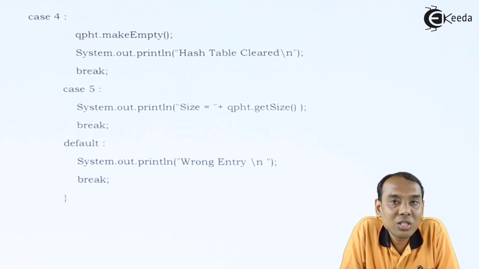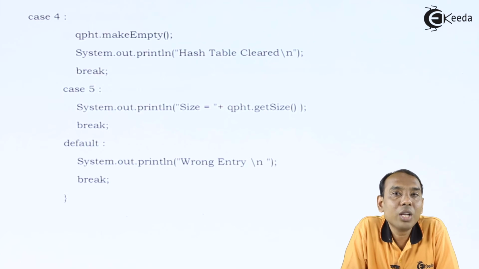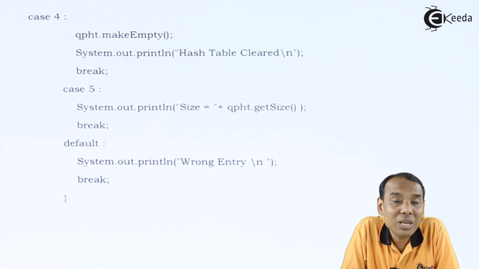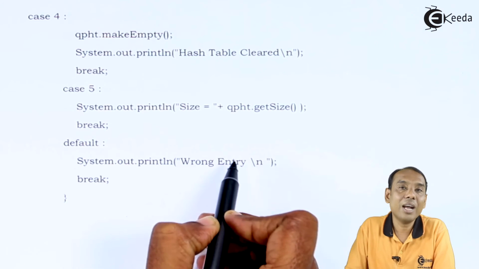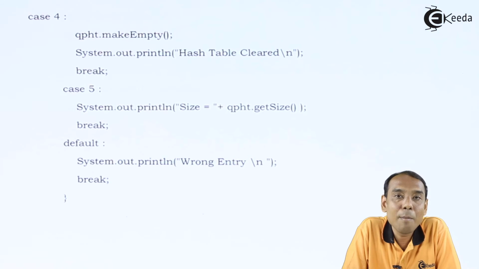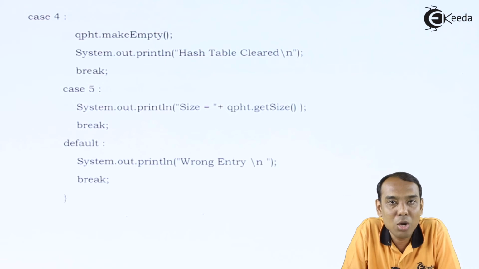When this set of operations is done, we also need to write down the condition for default. Let us take a condition where the user enters number 7. For number 7, I don't have an operation, so it becomes a default condition. For the default condition, we write down system.out.println wrong entry. The user needs to be informed that the operation number he wants to perform is a wrong entry. He has to perform the operation from the given set of values which we have discussed, from 1 to 5.